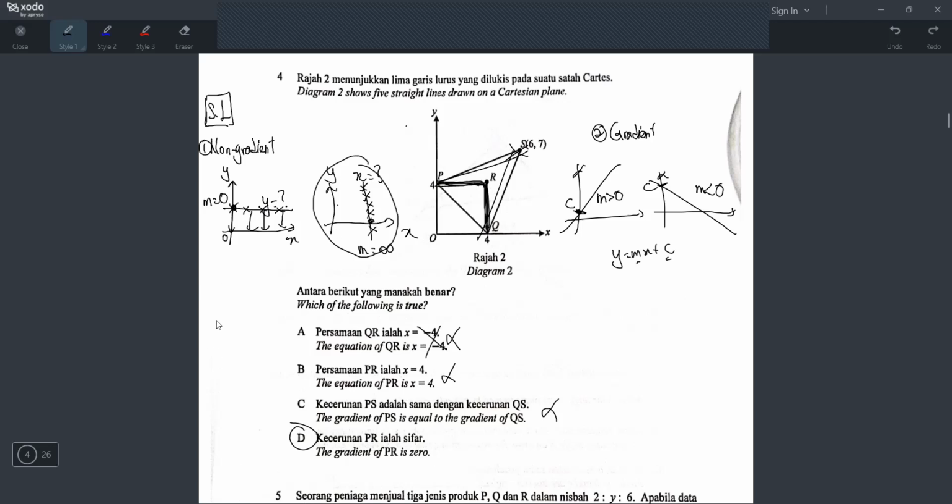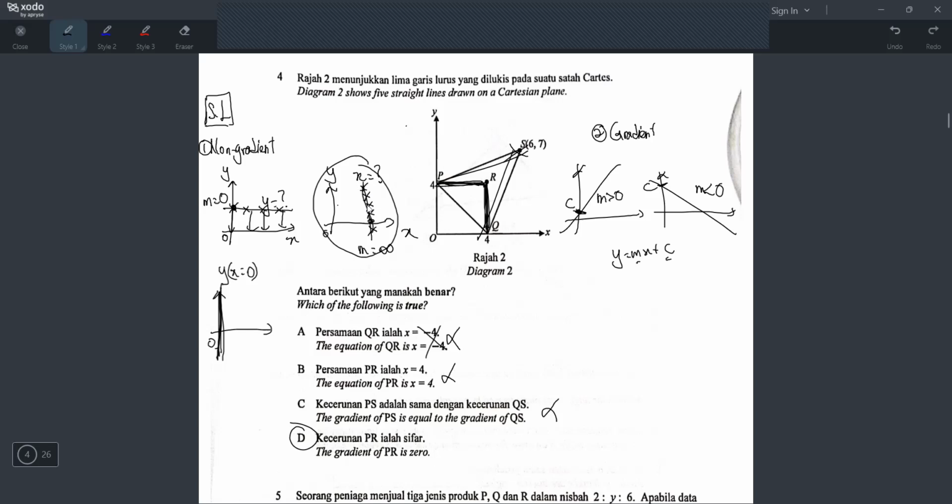Alright. Hey, what if I ask you the y-axis? Can you tell me the y-axis equation will be what? Will it be x equals or y equals? It will be x equals, right? Because y-axis is vertical like this, right? But x equals how many? X equals 0 because it's potong x-axis, right? And it's potong x-axis at 0.